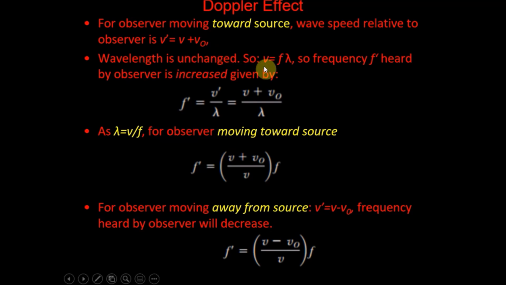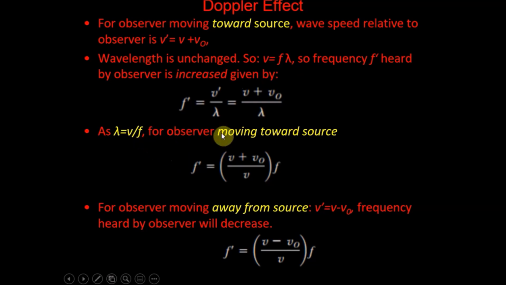If the wavelength here is unchanged, v equals f lambda. But the frequency heard by the observer will be increased by a factor of f prime equals v prime over lambda. So the new frequency due to the relative motion of the observer will be f prime, which equals v plus the velocity of the observer over lambda.